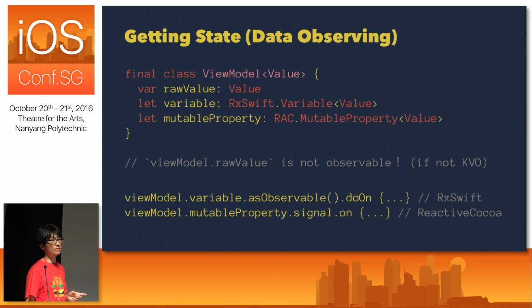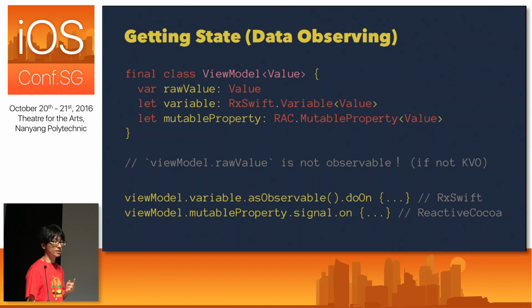So fortunately, by using FRP, we can do it better. In RxSwift, you can use a variable, turn it into an observable, call the doOn function, and start observing the new states. And in ReactiveCocoa, we can do mostly the similar thing.